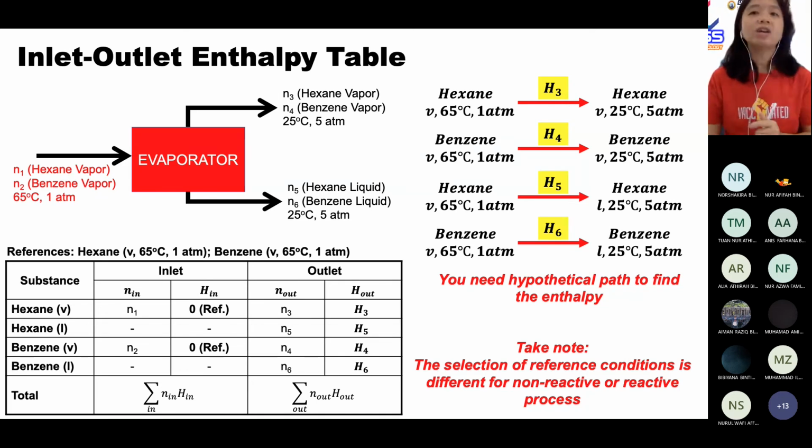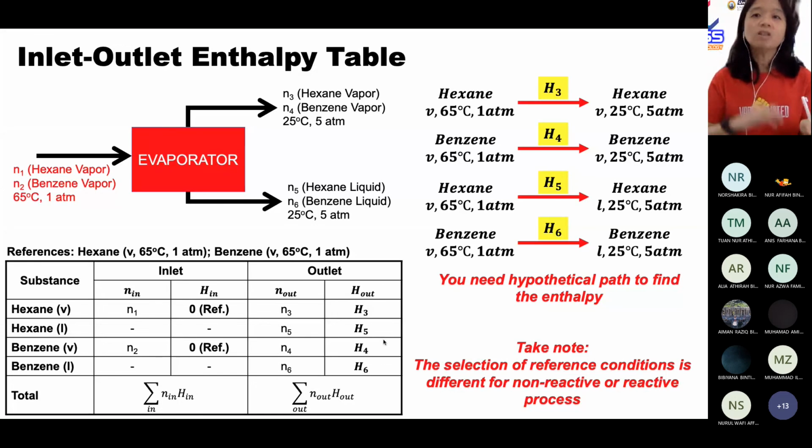Okay. Then let's say you have calculated H3, H4, H5, H6. You will include them in the table, alright? And then you will calculate the total enthalpy out. Total enthalpy out equals N3H3 plus N5H5 plus N4H4 plus N6H6. It means you multiply N3 with H3, add N5H5, you multiply them, you add, and then you will get the total enthalpy out.